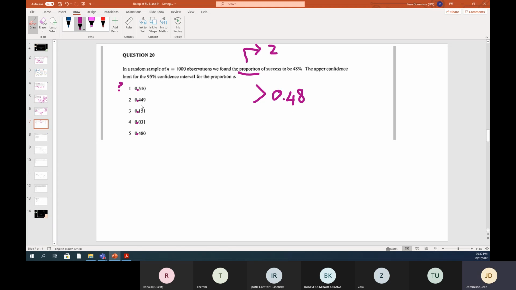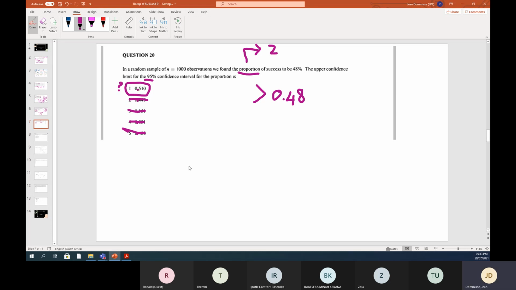0.449, okay, can't be that because it needs to be bigger than that. Can't be that because it needs to be bigger than that. Can't be that because we have a confidence, so it needs to be bigger than that. Okay, so without even working out anything, that would have been your answer, option 1.